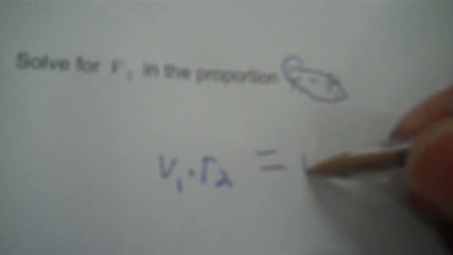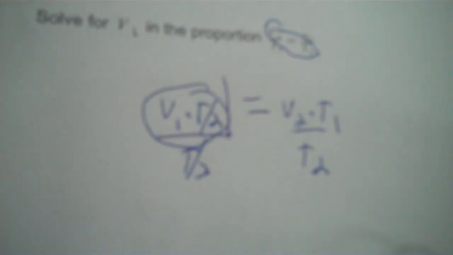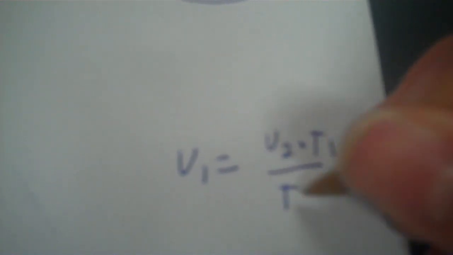Now you're solving for v1 in the same proportion, okay? So I do it essentially the same way. v1 times t2 equals v2 times t1. Now you want v1 solved for. So v1's on this side with a times t2, so you get rid of the times by dividing by t2. And now v1's by itself. It's v2 times t1 divided by t2.